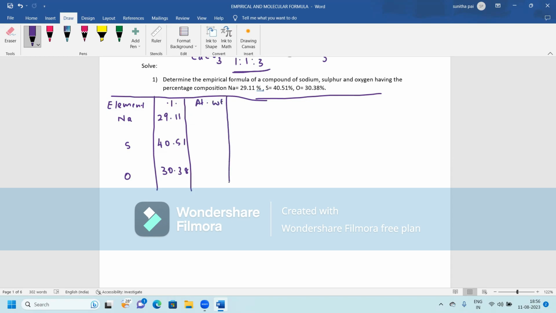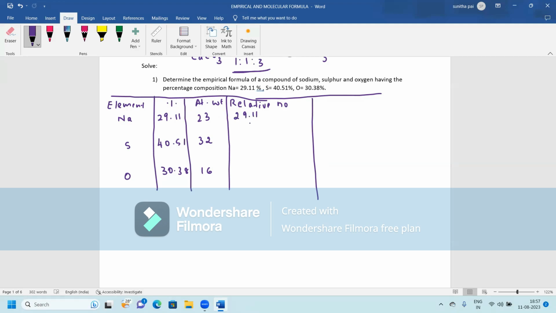And the next column, the atomic weight. Here I have not written the atomic weight, but in the examination, atomic weight will be given to you. Atomic weight of sodium is 23. Sulfur is 32 and oxygen is 16. The next column is relative number. Relative number is calculated by dividing percentage by atomic weight.